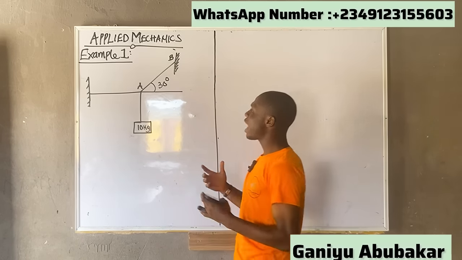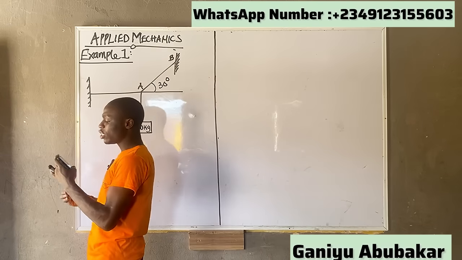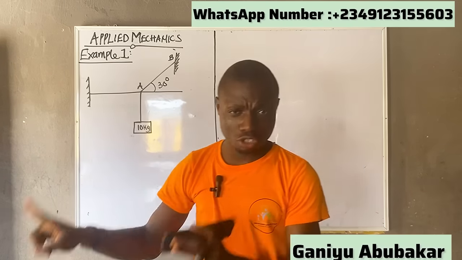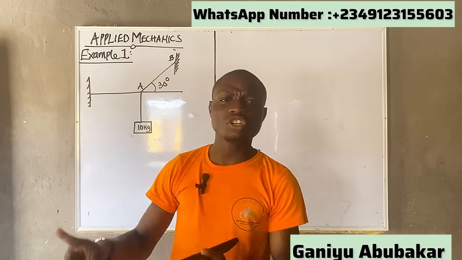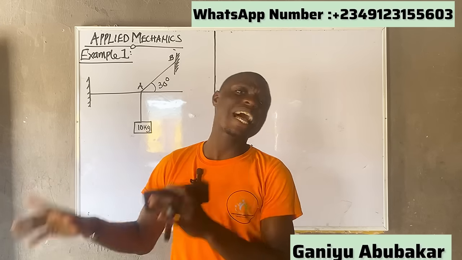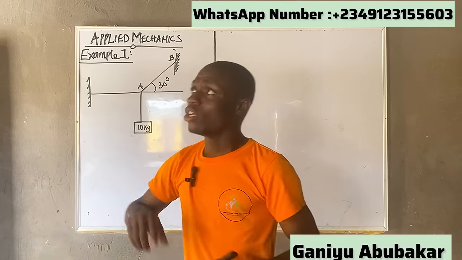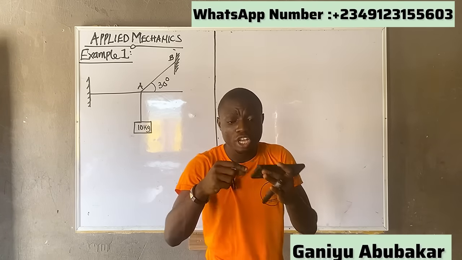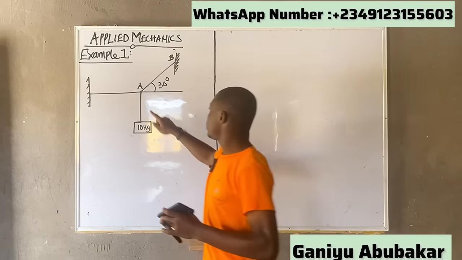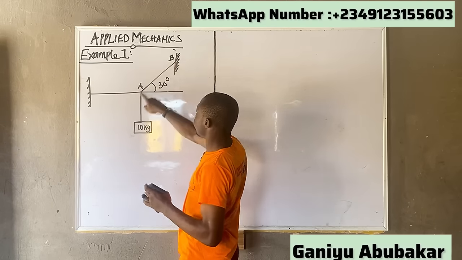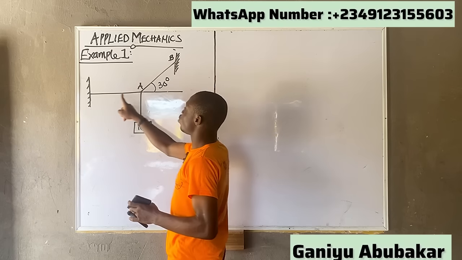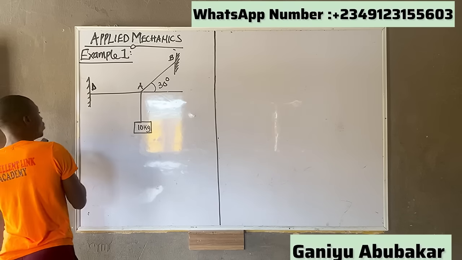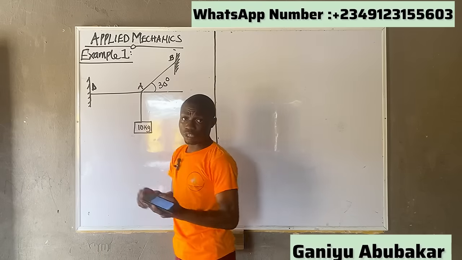First things first, we are asked to determine the tension in cord AB. Tension is more like a force, right? A tension is simply a force that acts on a string, a force that occurs in a rope or a cord. So this is a cord here. A to B is a cord, a rope. Here is C, here is D. So A to D is another cord, another rope.